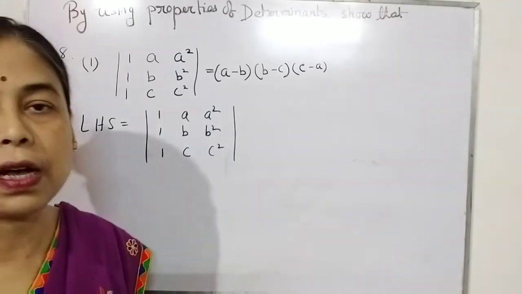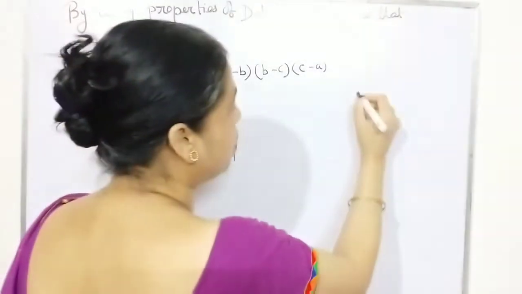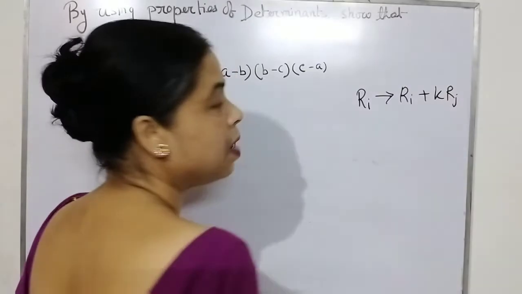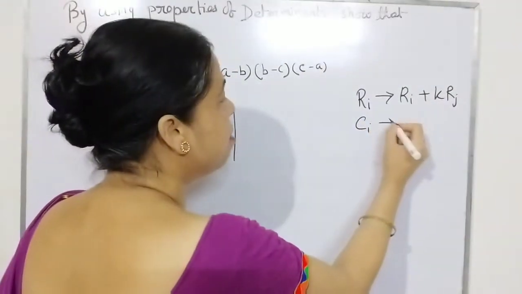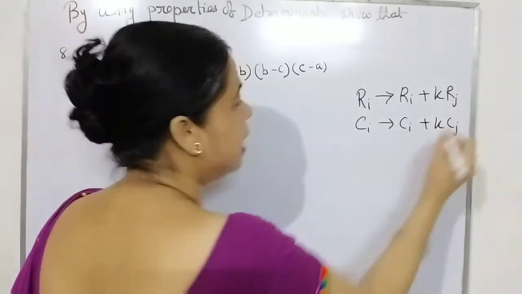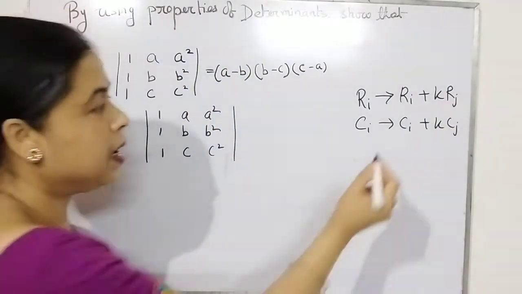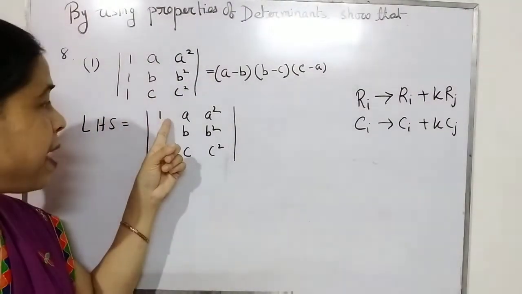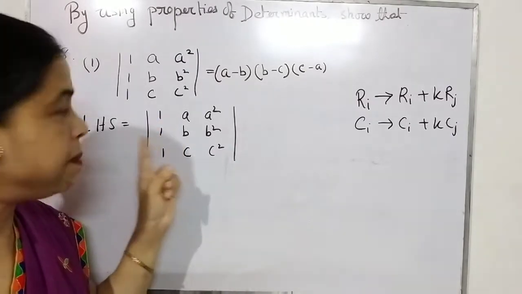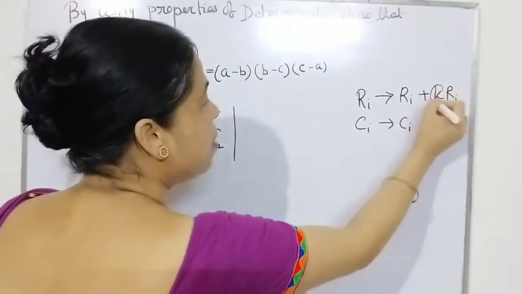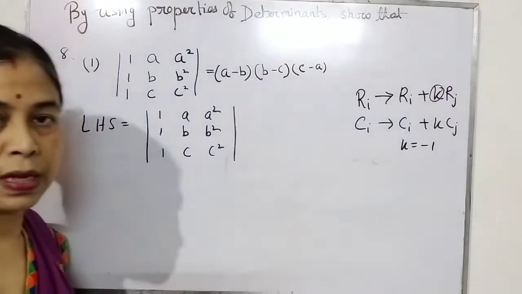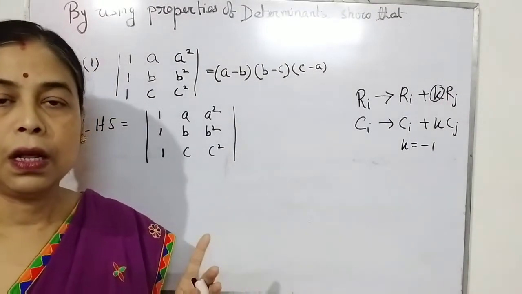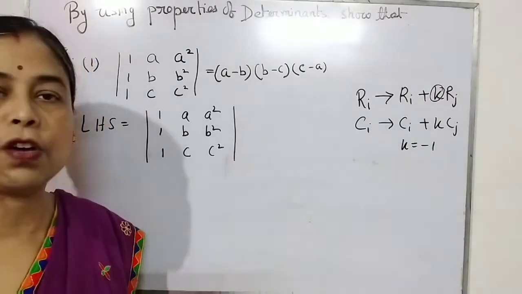So obviously we have to use the sixth property. Your sixth property is this one: Ri is replaced by Ri plus k Rj, or in case of columns, Ci is replaced by Ci plus k Cj. In this case you have k as a non-zero constant. Now if I subtract 1 from 1, we will get 0. That means here your k will be equal to minus 1. One more thing, in the same step you can apply two operations, not more than two, if it's a determinant of order 3.